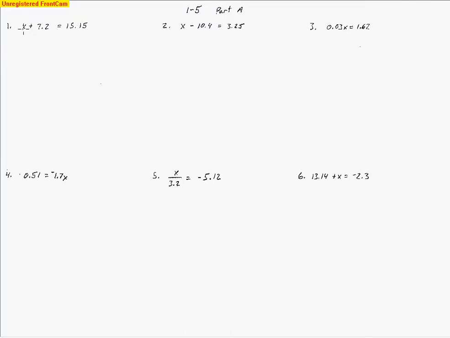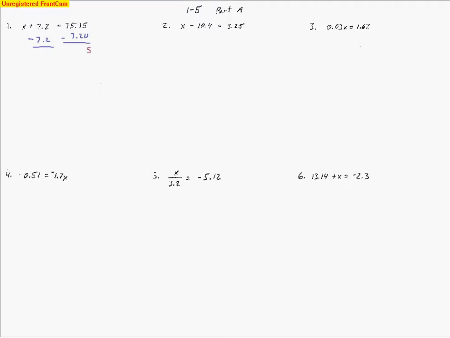I want to get x by itself, but I'm adding 7 2/10 to it. So in order to get it by itself, I'm going to take away the 7 2/10 from both sides, and that'll cancel out the 7 2/10 on the left side, leaving me with x. But again, equivalency properties say that I need to do the same thing on both sides of the equal sign. So I'm going to subtract that 7 2/10 from both sides and borrow.